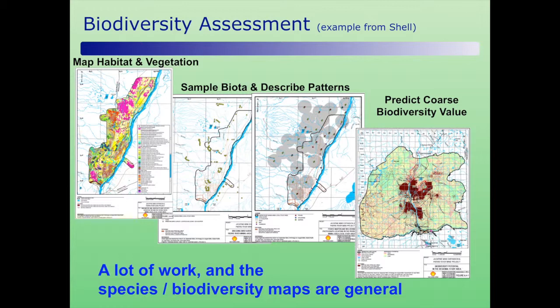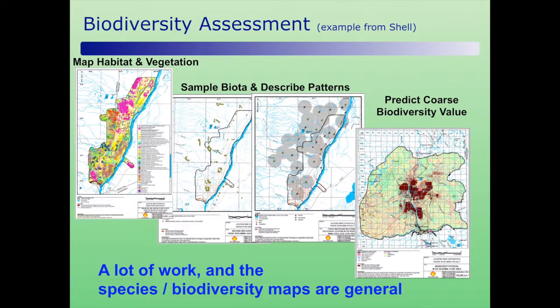What we do is we map the habitats, we map what is out in the area, we then go through and sample critters throughout the area, and develop patterns of how these critters are related to the habitat that's present, and from that we produce some fairly general maps about the relative values of different habitats to biodiversity. This is a lot of work, don't get me wrong. This stuff isn't easy to do and isn't cheap.